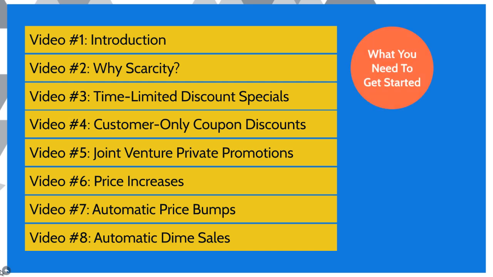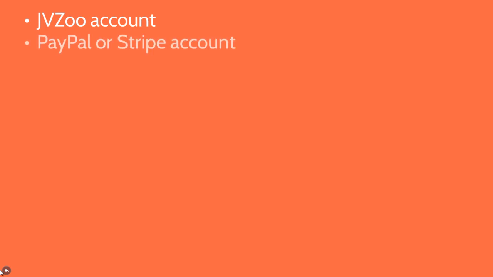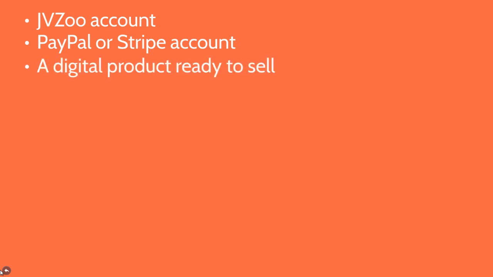But that said, here's what you need to get started. All right, so first things first, obviously you're going to need to have a jvzoo.com account. So if you don't have one, go ahead and go to jvzoo.com and go ahead and create an account. And in this case, you will need to create a vendor or seller's account. You will also need to have a PayPal account or a Stripe account because you can't take payments unless you have a payment processor, right? So if you don't have an account, go to paypal.com or stripe.com. The difference is PayPal accepts, PayPal, obviously.